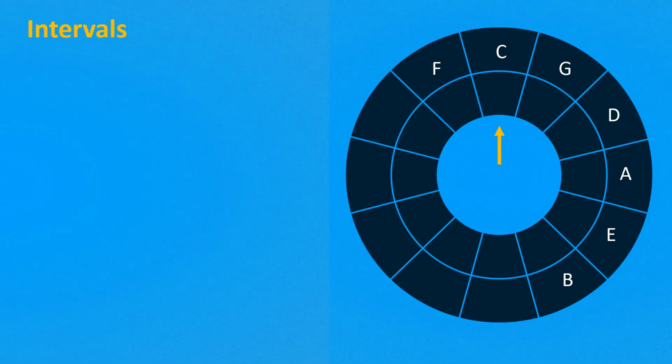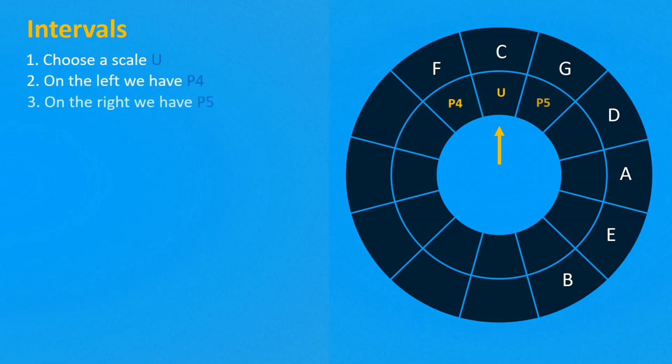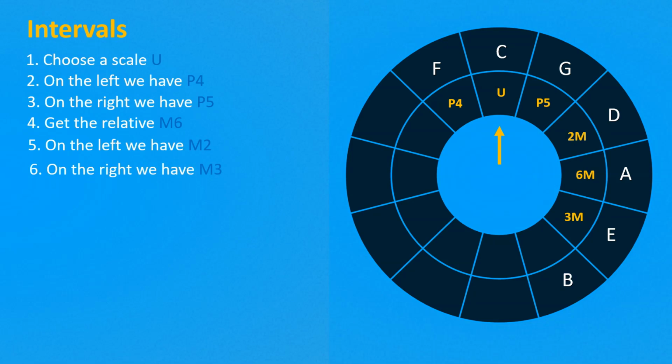Trick number 19. Intervals. The number of the intervals are similar to chords or notes degrees. Choose a scale, C major. The first interval is the unison. On the left we have the perfect 4th. On the right we have the perfect 5th. Get the relative minor, the 6th major. But remember, we are always in the C major scale. On the left we have the second major, on the right we have the third major. At the end we have the seventh major.